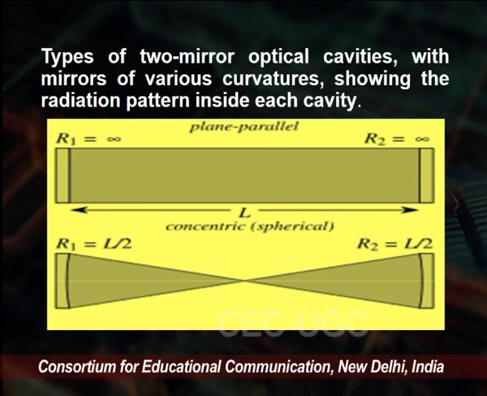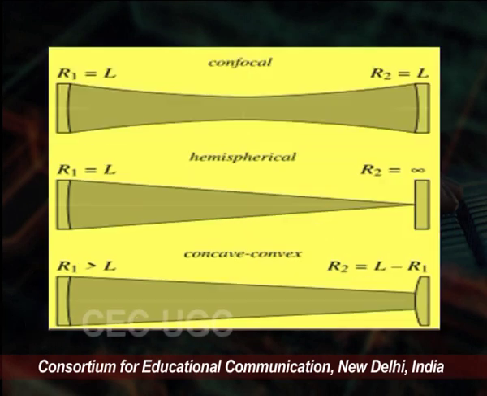So you see here it is a concentric or spherical cavity, basically dependent upon the arrangement of the mirrors. Next you see that R1 is equal to L and R2 is equal to L, and it is confocal. Next is hemispherical, that is R1 is equal to L and R2 is equal to infinity. Next is the concave convex. Now you see R1 greater than L1, R2 is equal to L1 minus R2. So on the basis of the mirror arrangement, we can have various types of resonance frequencies inside it, and it depends on the reflection and the length of the cavity.